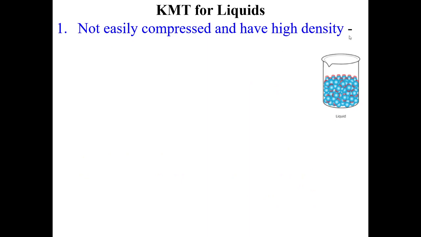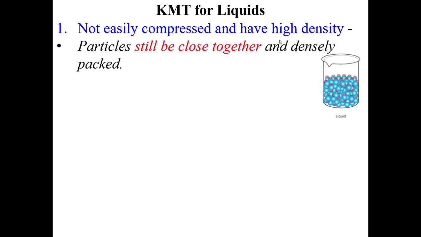Okay, and then KMT for liquids: not easily compressed and have high density. We use this a lot in mechanics for any hydraulic system. We count on that not being compressed. And they have high density, so there's a lot of stuff packed in a small space here. Not as high as solids, but particles will still be close together and densely packed. But there is some motion there, which is why we can diffuse things through it more easily.